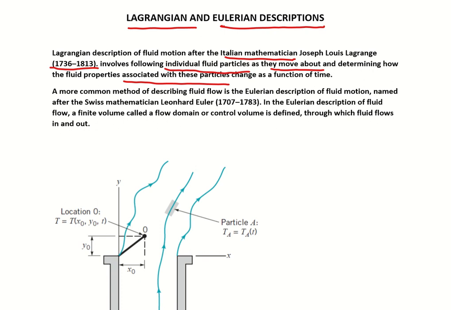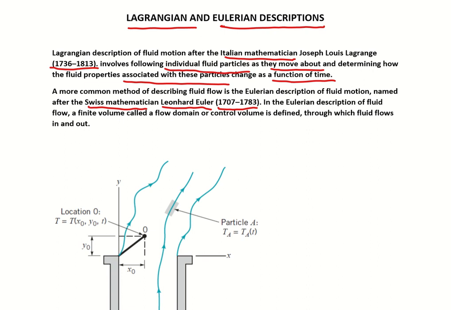Over the time. So in this case, where we call it Lagrangian description of flow motion, we follow the particles, and over the time its properties are observed, and this description is termed as Lagrangian description. Then another method was proposed by Leonhard Euler, who was a Swiss mathematician, lived his life from 1707 to 1783.